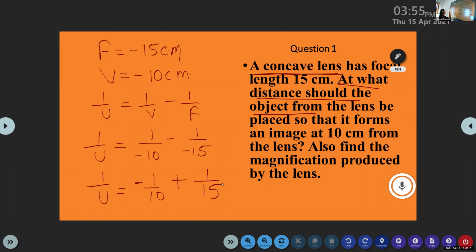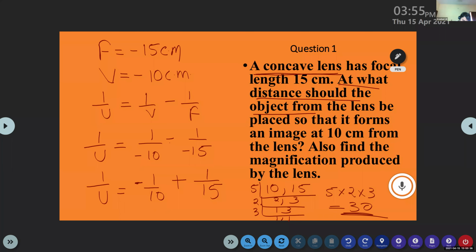Okay. Now we can take the LCM because here the denominators are not the same. So we can find the LCM and make it a common denominator. What is the LCM of 10 and 15? 5, 2 and 3. The LCM is 5 into 2 into 3, which is 30. Yes, very good. 30.